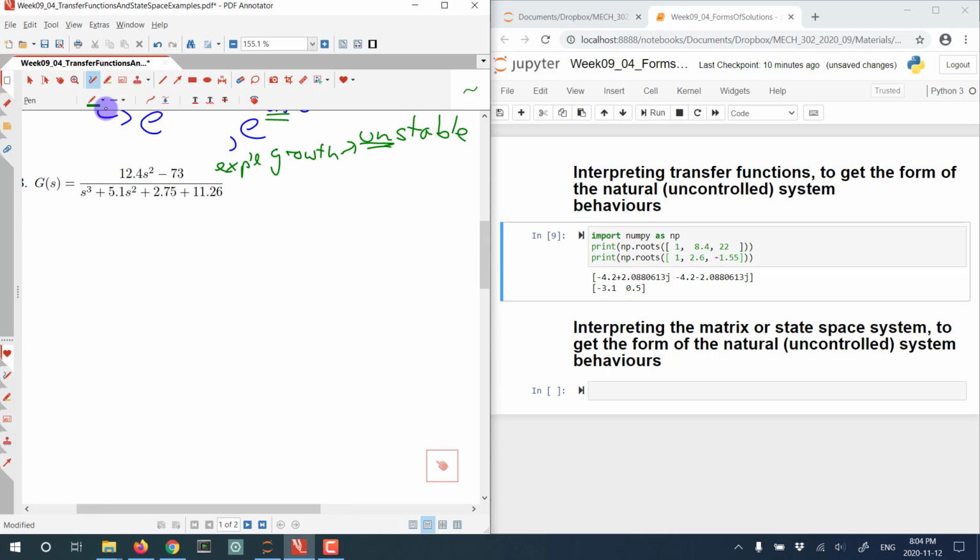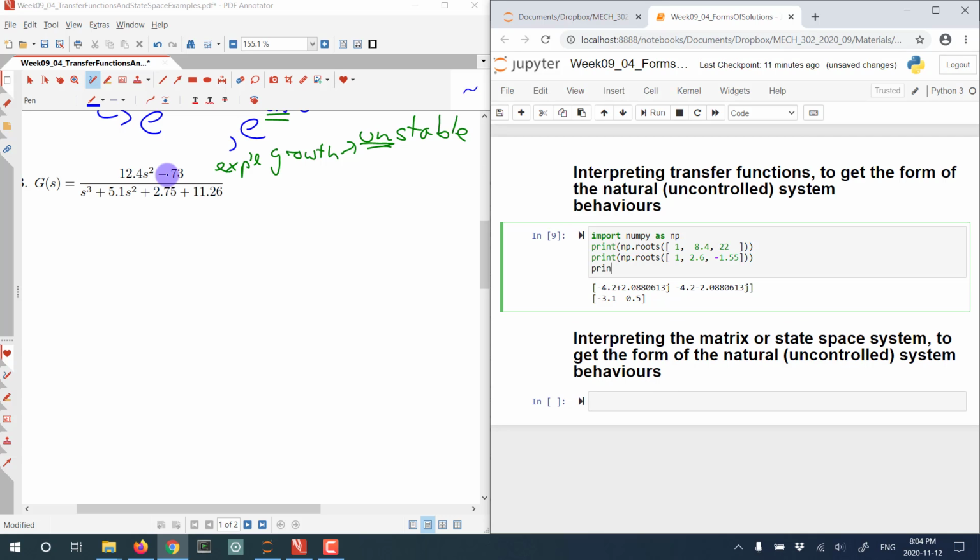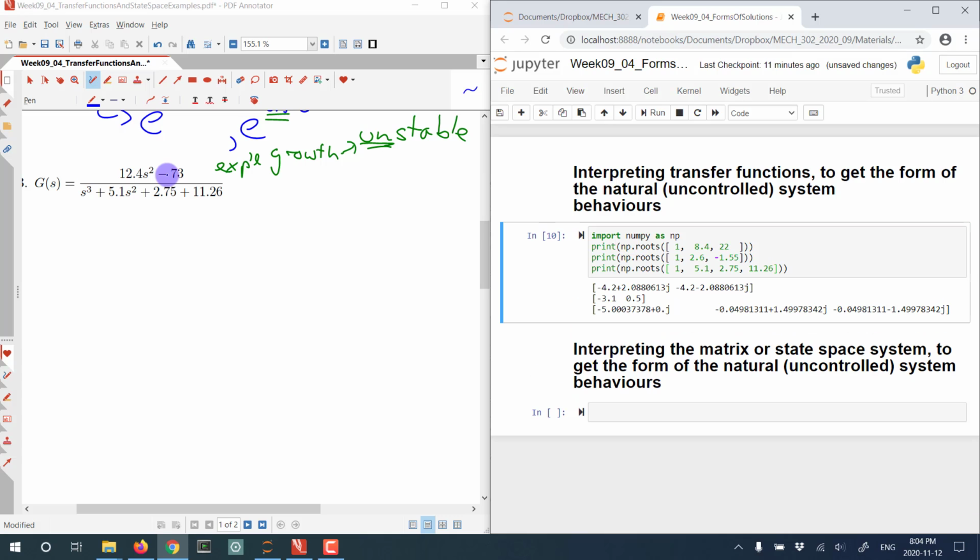Last but not least, we'll do one more in the same vein. This time it'll be a cubic. Why not? Nothing fundamentally changes in the calculations here. We're just going to do the roots of s cubed is coefficient 1. The next highest coefficient is s squared, so 5.1, 2.75, and 11.26. We run that, and we'll do some rounding here.